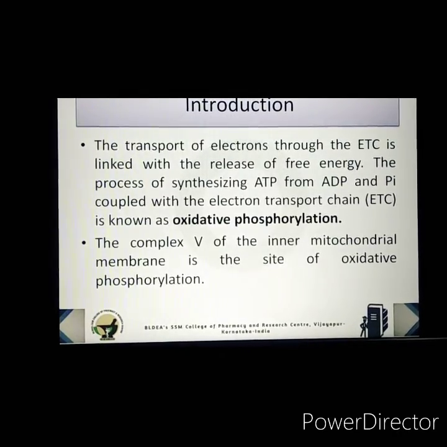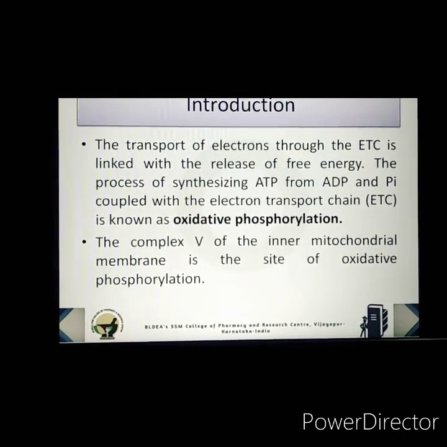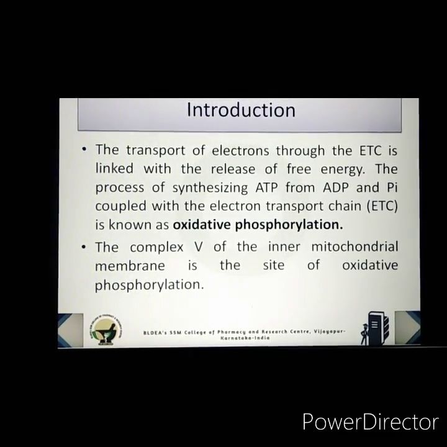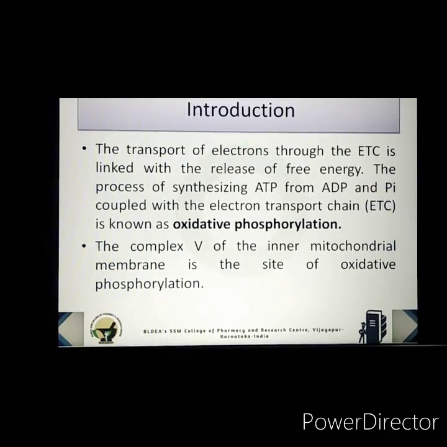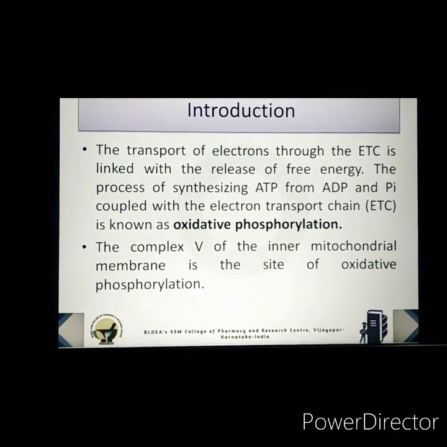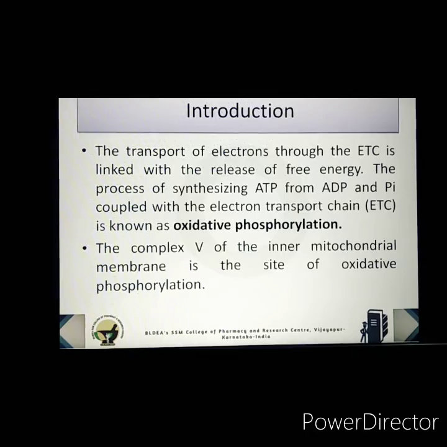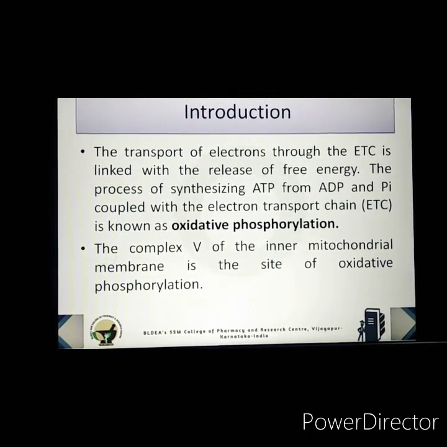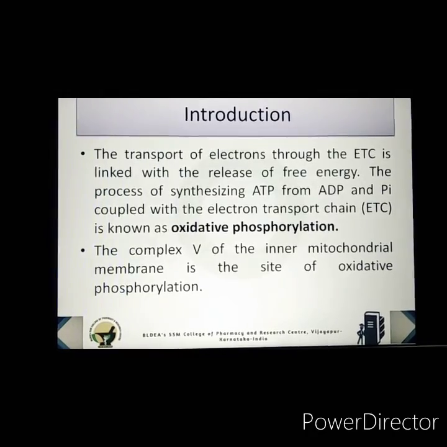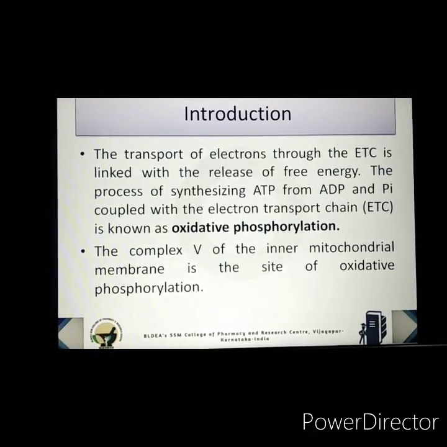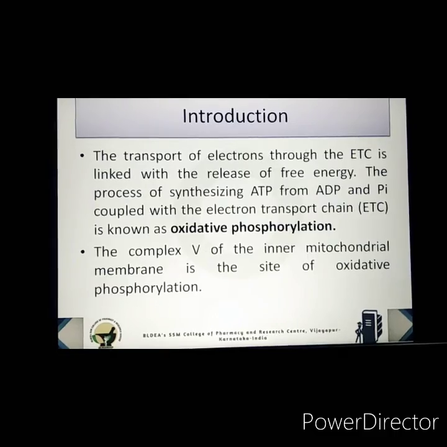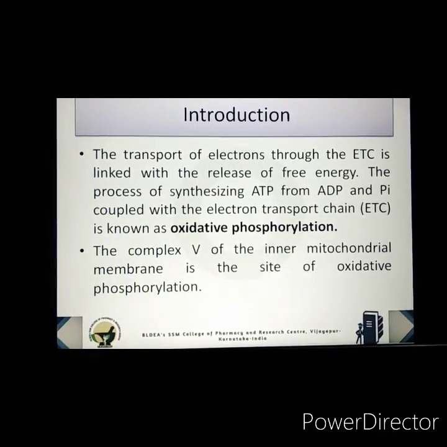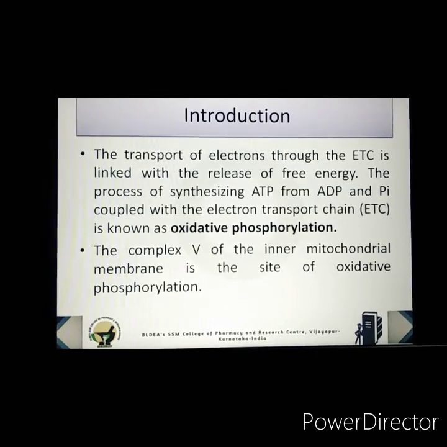The concentration of protons in the intermembrane space goes on increasing as the electron transport chain proceeds. At the final step, after completion of the fourth complex reaction, when the protons are highly accumulated in the intermembrane space, these protons try to come back into the mitochondrial matrix. But the inner membrane is highly impermeable to protons. So what happens? These protons try to travel through ATP synthase.